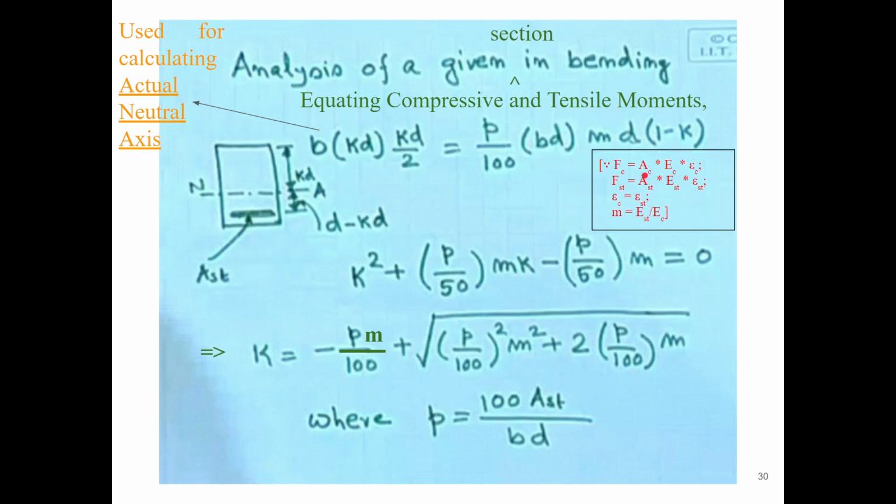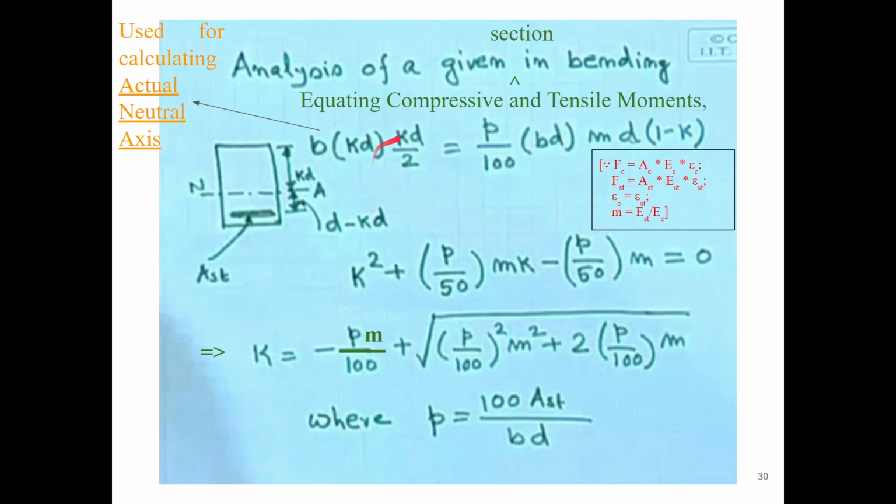What will remain is AC into EC by AC into EC equal to AST into EST. Here, this EC from here will go into here, so that is EST by EC, and that will become M. What is remaining is AC, which is this portion, B into X. And here AST is nothing but P into BD by 100. So that is the whole equation.